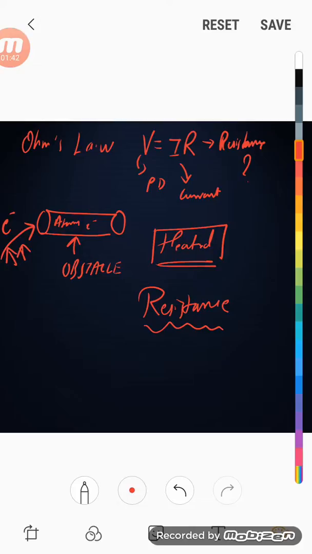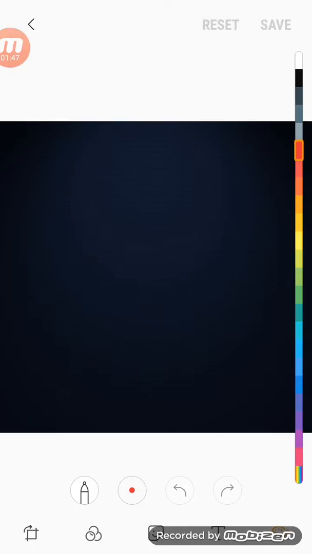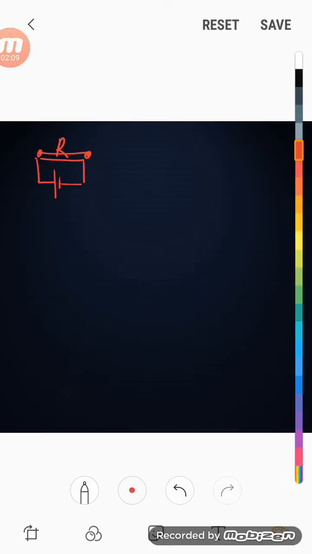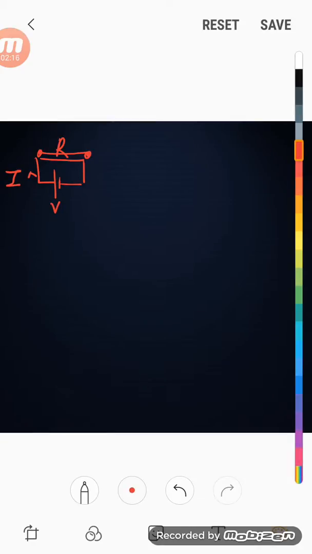Okay, so let's start with Ohm's law. How to derive it? Suppose there is a conductor having a resistance R, and we are applying a potential difference across it, measured in V, and current is flowing through it, I.